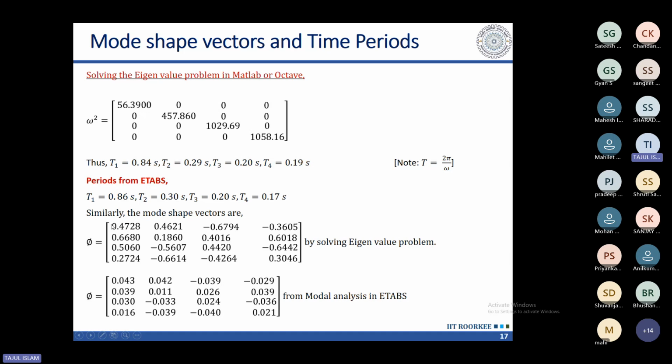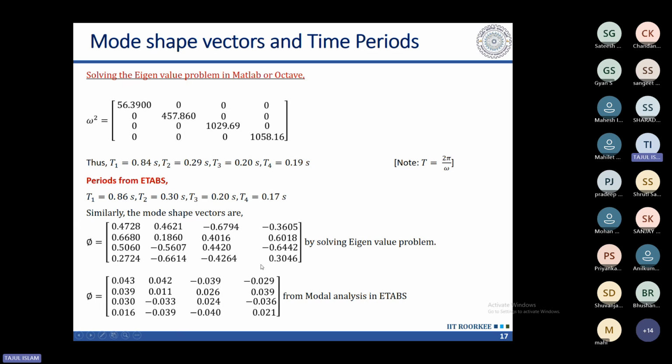So similarly, you get the mode shapes from manual calculation. This is the mode shape matrix from solving the eigenvalue problem, and this is the mode shape matrix obtained from ETABS. Now here you can see a little difference, but don't worry about this one. As I told, in mode shapes, only patterns and shape matter, not the actual values. And which side it is, that also doesn't matter. So you just compare whether your shape is the same, whether your pattern is the same.